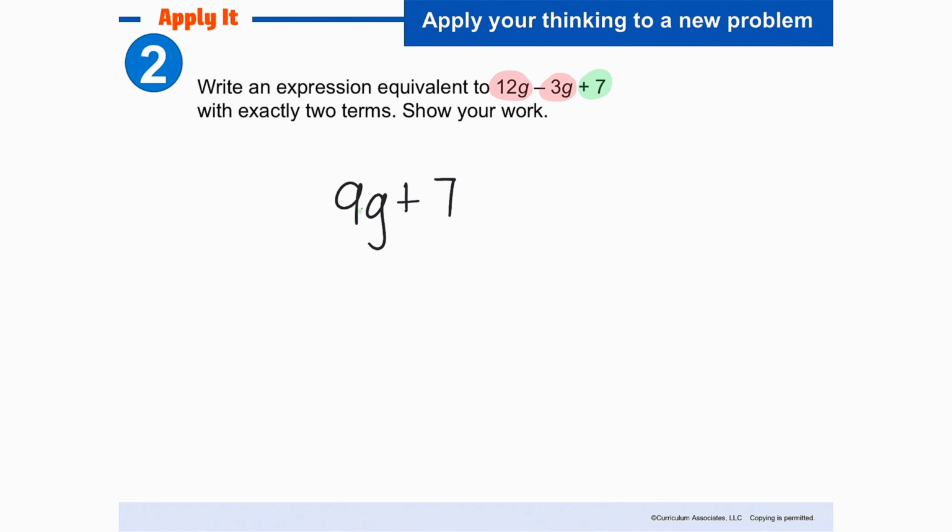So now I have two terms, 9g plus 7. Super doable.